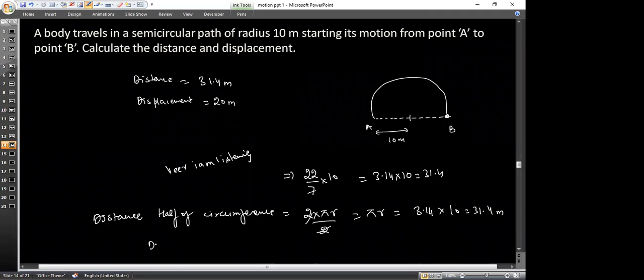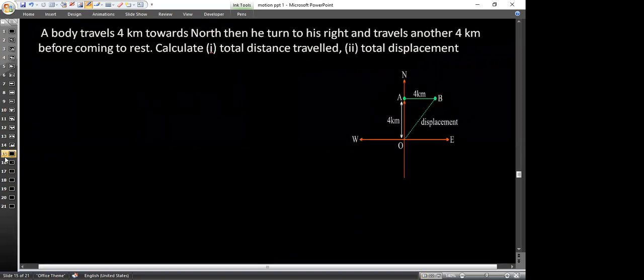And displacement is simply the diameter of the circle. Displacement will be equivalent to the diameter of the circle, and that will be equivalent to 20 meter. Okay, let's move. Here is another question for you. Please solve this one also.